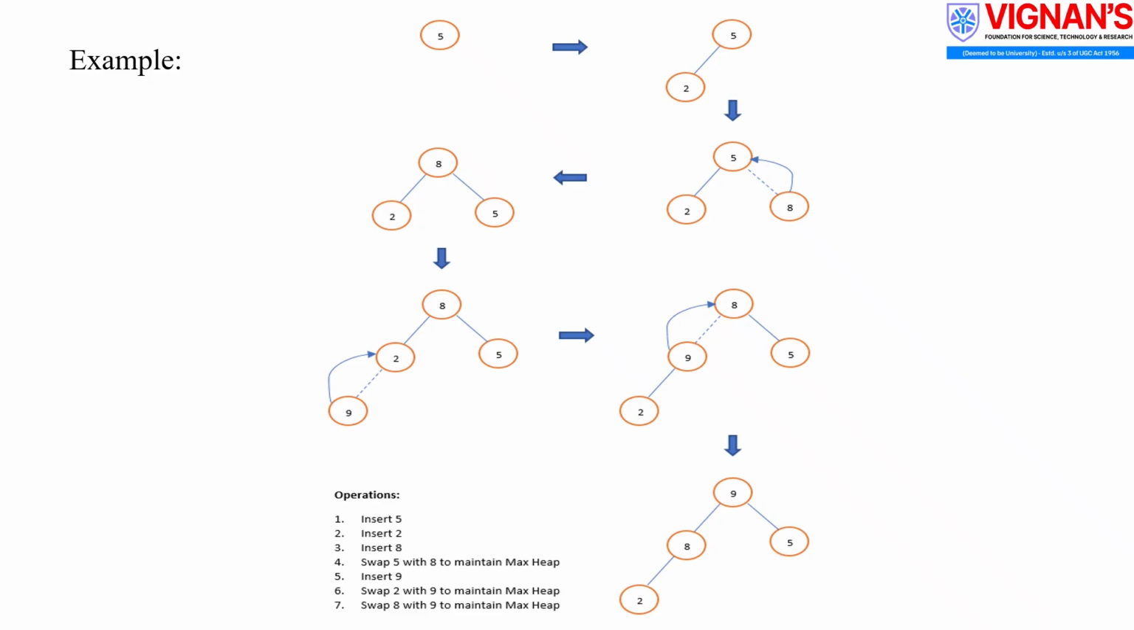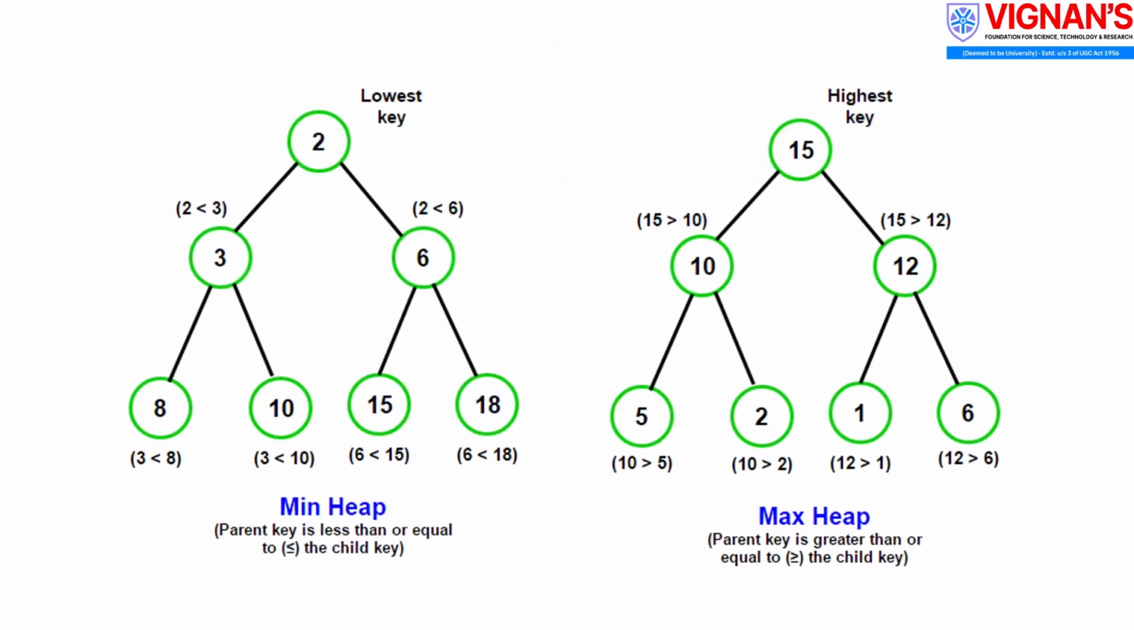Final max heap structure. The root contains 9. The left child is 8, and the right child is 5. The left child of 8 is 2. Observe the difference between these two trees for better understanding of the concept.